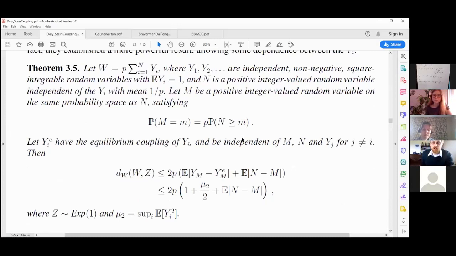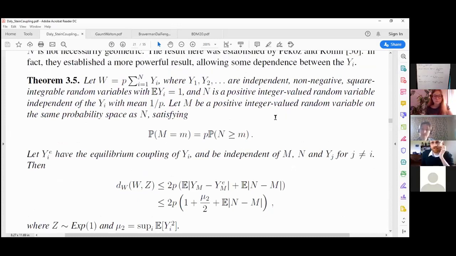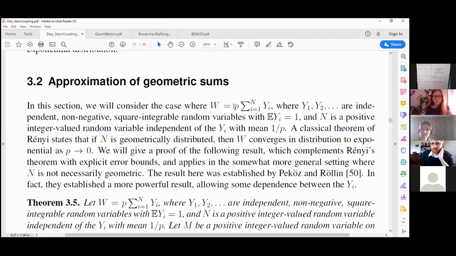So the first thing I should say is that this is sensible in that if I take this random sum where my n is a geometric random variable, and I happen to take all of my y's to be exponential, so all of my y's are exponentially distributed, each with mean one, because I'm assuming that my y's have mean one, then this random sum, this w that I've written down, does have exactly an exponential distribution.